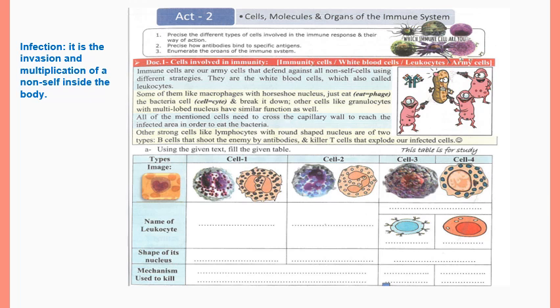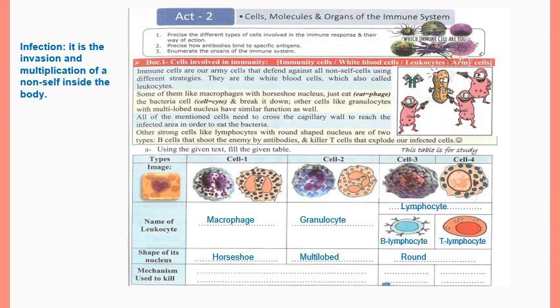Look at the figures, cell 1, 2, 3, and 4. Cell 1, the name of this leukocyte is macrophage. Why? Since it has a horseshoe-shaped nucleus as mentioned in the text. If the cell has a horseshoe-shaped nucleus, then it's a macrophage. If it has a multi-lobed nucleus, it's a granulocyte like cell 2. If it has a round nucleus, it's a lymphocyte like cell 3. Cell 3 is B lymphocyte and cell 4 is T lymphocyte.